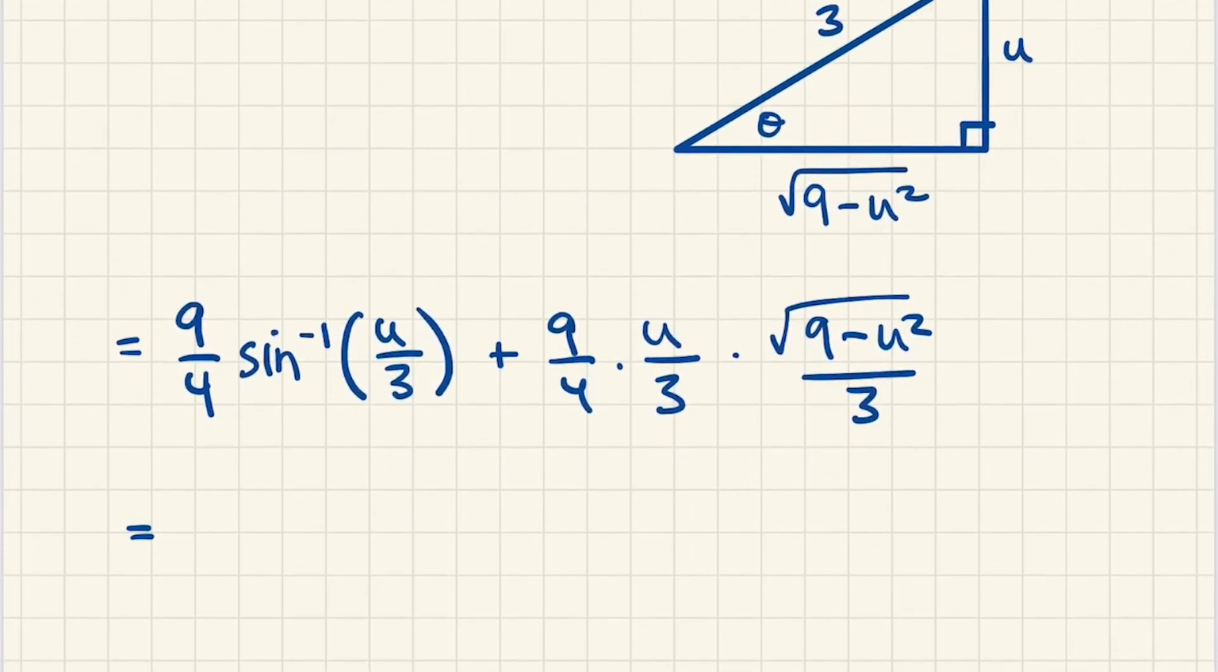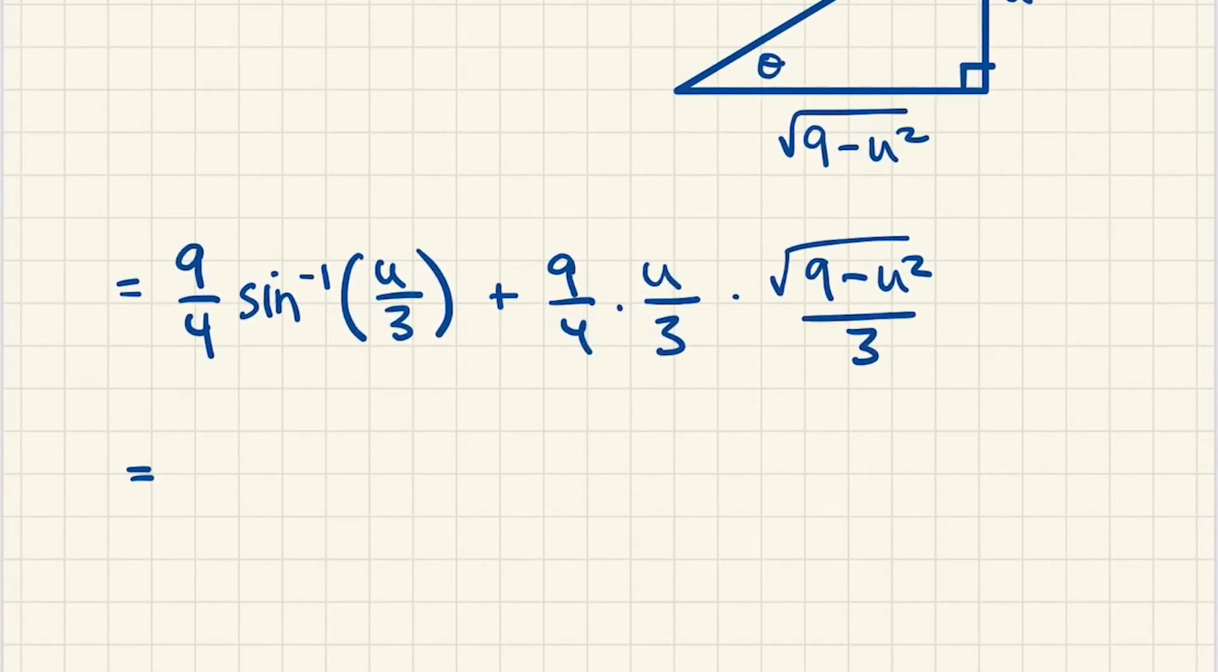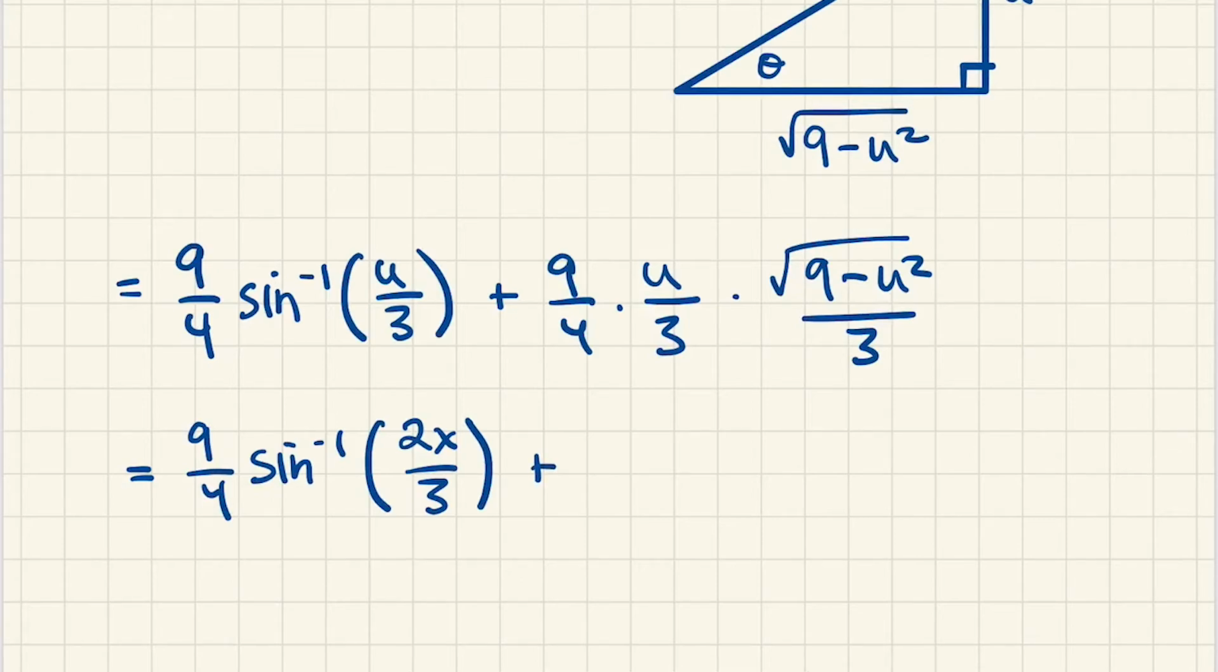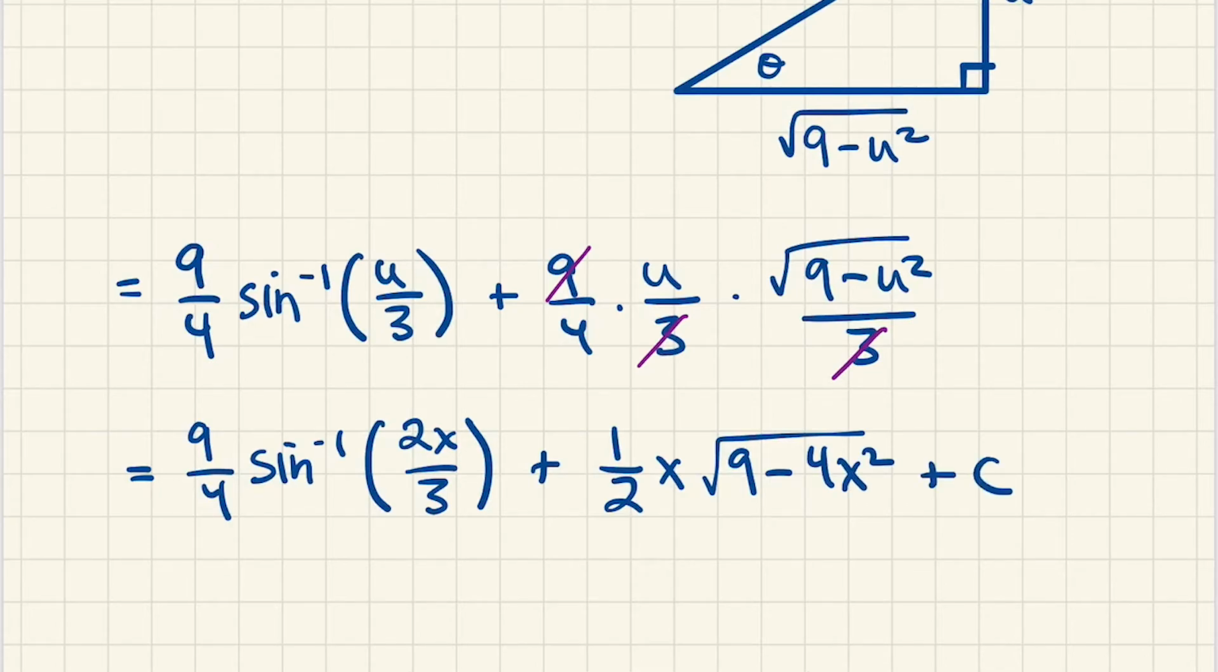And if you recall, u was equal to 2x, so this is 9 over 4 times inverse sine of 2x over 3 plus, well, we're going to get some major cancellation here. The 9 cancels with 9, and remember, u is 2x, so 2x over 4 is just x over 2, so we'll just write 1/2 x times the square root of 9 minus 4x squared plus c, of course.